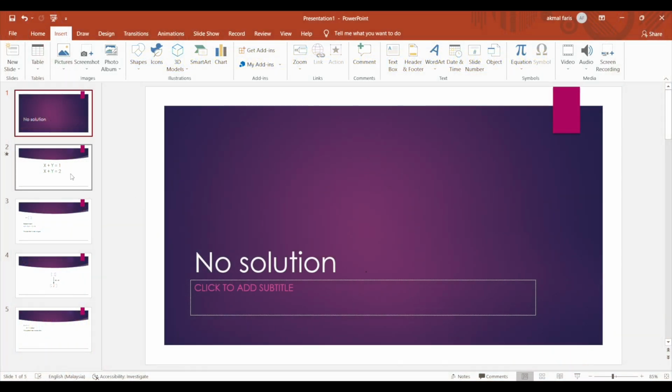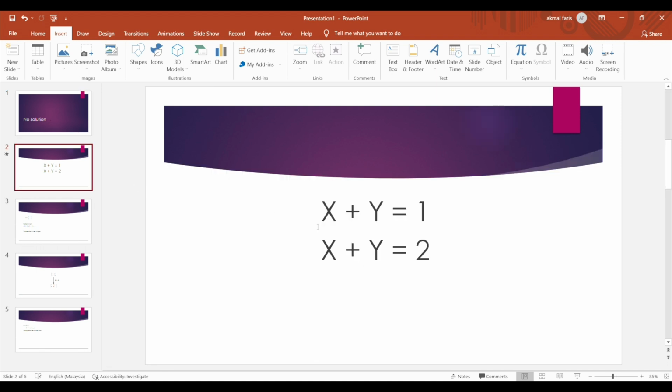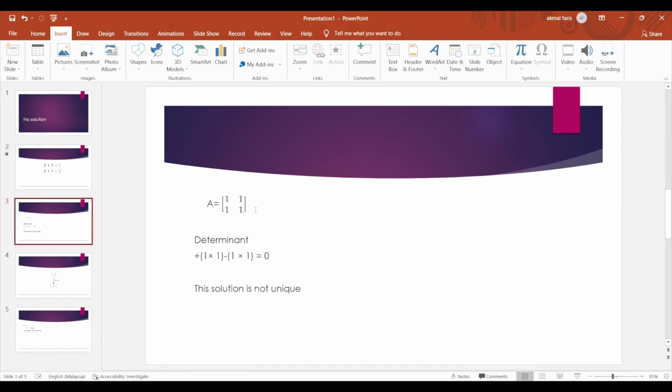So for the first part of this subtopic, let's say I have these two linear equations, which are x plus y is equal to 1 and x plus y is equal to 2. Next, what we need to do is change this into matrix form. This is the matrix form that I already changed, and I call it matrix A. Next, we need to find the determinant of this matrix, and we will get 0. So for this solution, it's not unique. Why is this solution not unique?